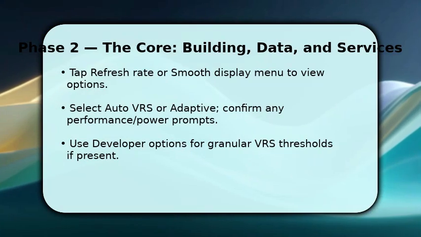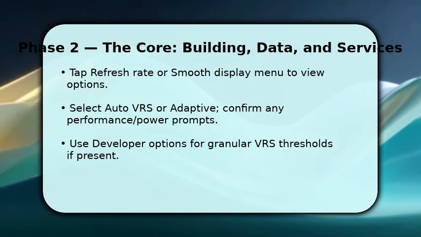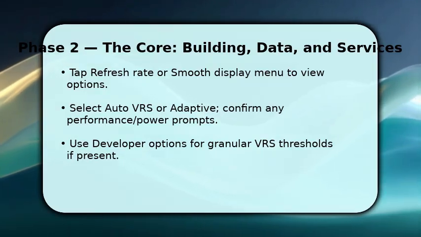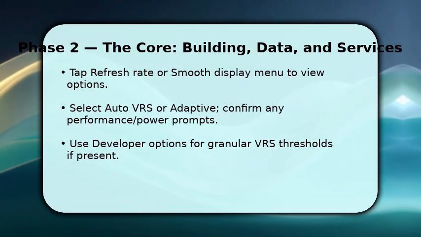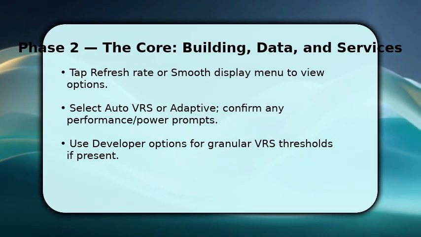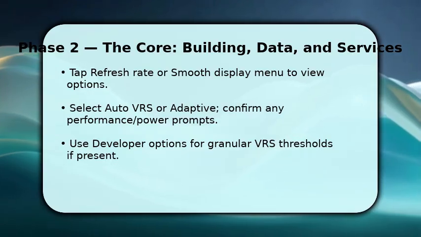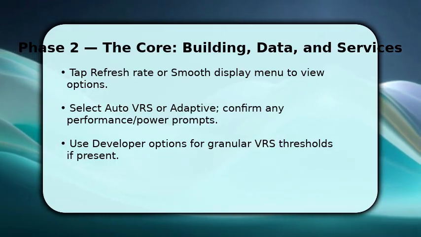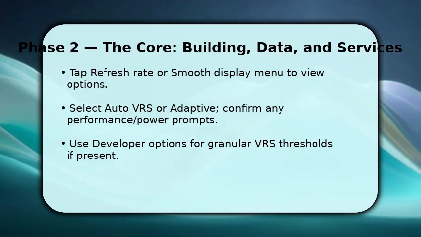You now enable Auto VRS by tapping the refresh rate or smooth display option and choosing Auto VRS or adaptive mode. This lets the system switch between 60 Hz, 90 Hz, 120 Hz, or higher depending on content. Make sure to accept any prompt about power versus performance, because Auto VRS balances battery and smoothness.